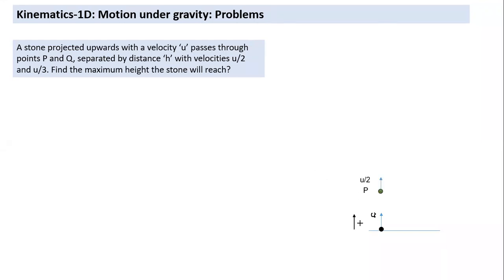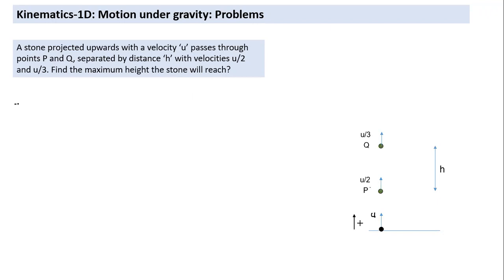As it keeps going up, velocity keeps decreasing. From u, it has become u by 2, point P. Then it passes to another point Q, velocity has become u by 3. That's what is given here. And what else is given? This point P and Q are separated by height h. So distance between those 2 points is h. Find the maximum height the stone will reach.